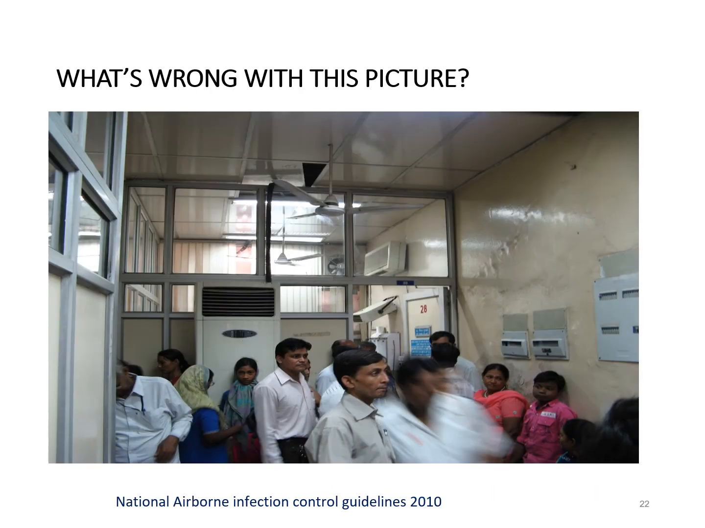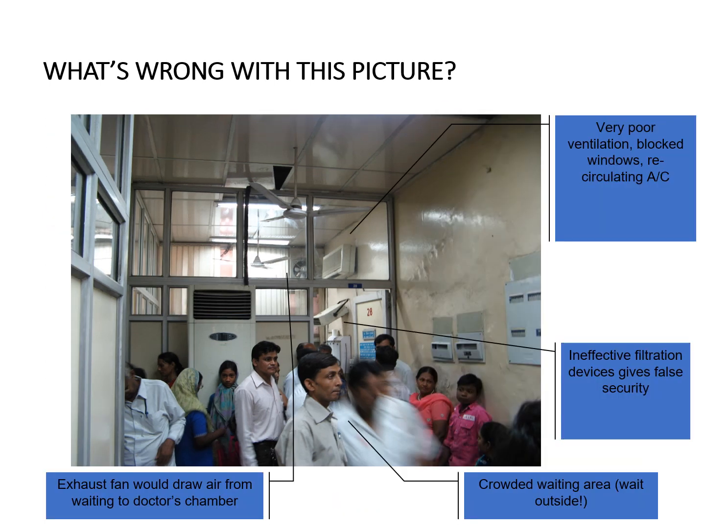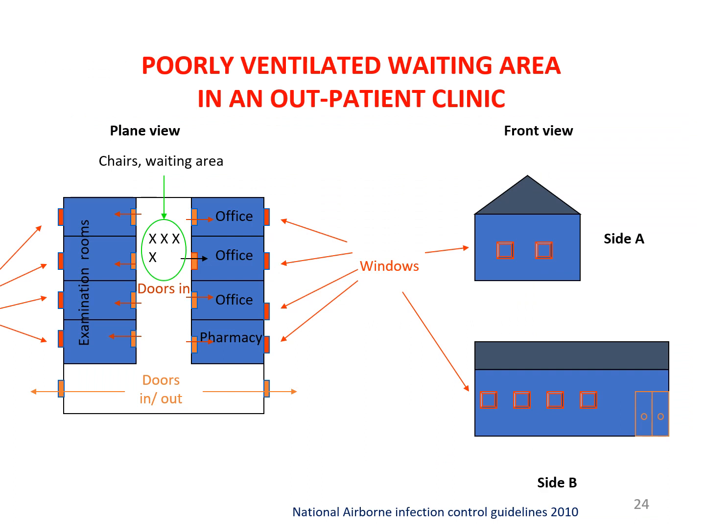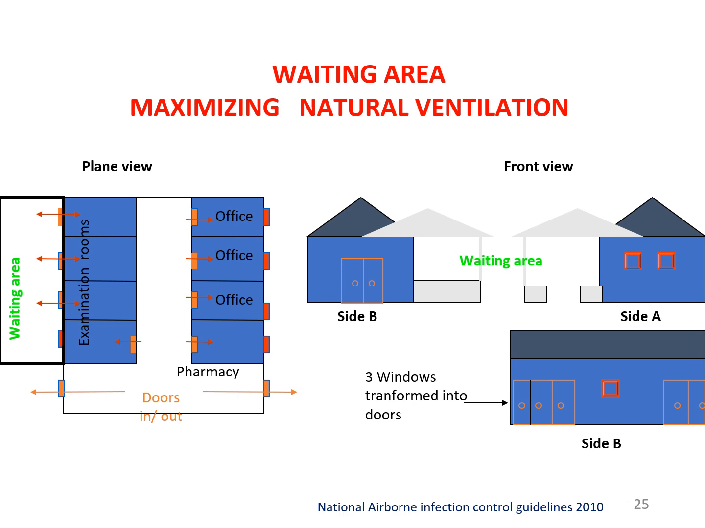What's wrong in this picture? Very poor ventilation: blocked windows, ineffective ventilation, crowded waiting areas. The exhaust fan will draw air from the waiting area to the doctor's chamber, a poorly ventilated room. Similarly, from the picture, you can see a poorly ventilated waiting area in an outpatient clinic. There should be more areas of openings and the airflow should be from clean to dirty. Maximize the natural ventilation in the waiting areas, as we can see where the waiting area is in the open air and there are open spaces with maximum windows.